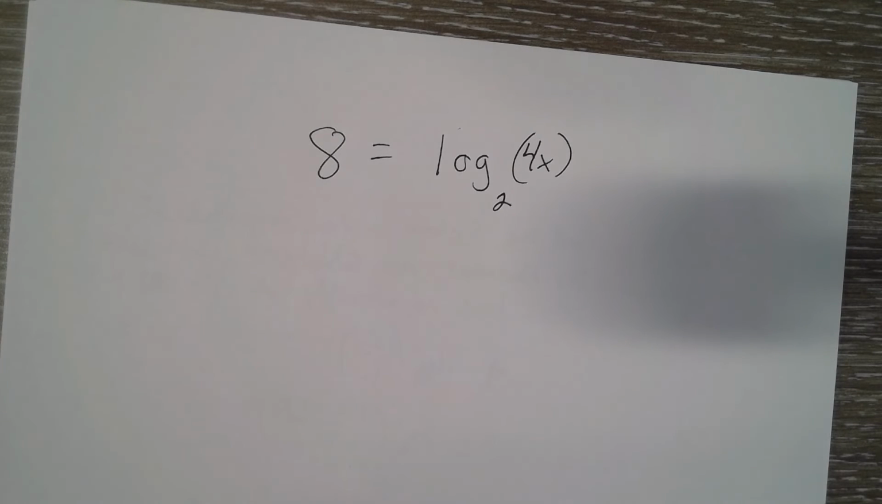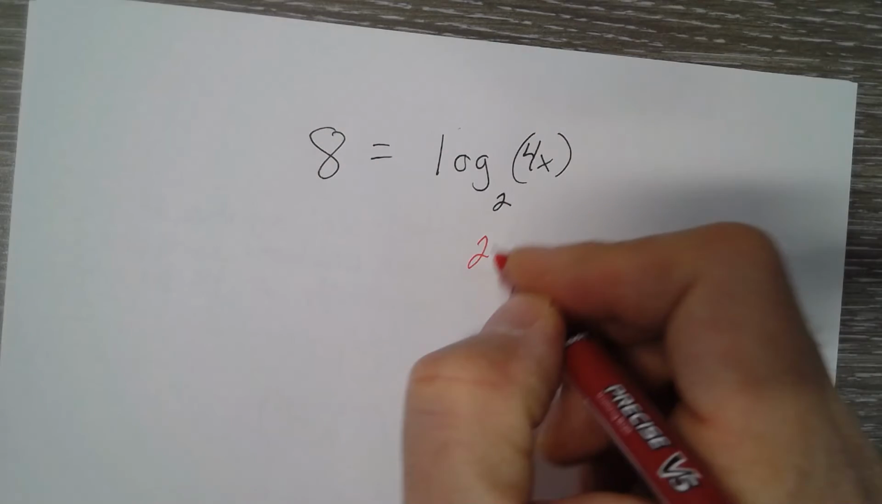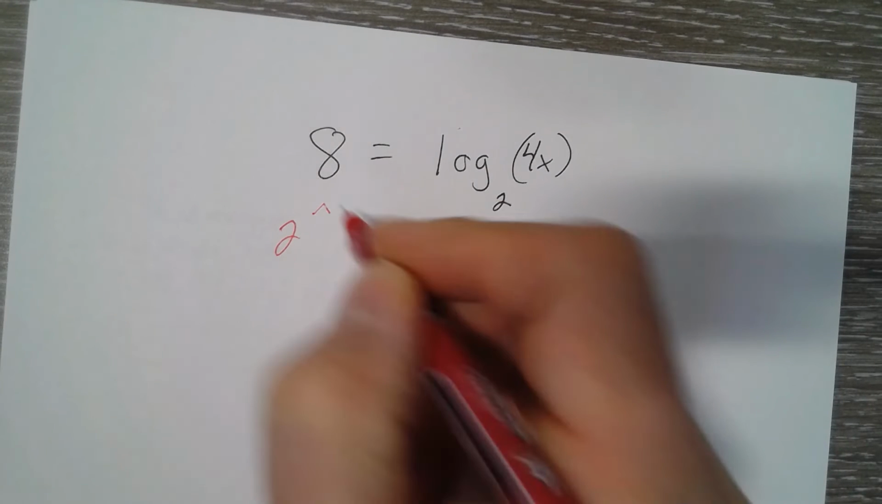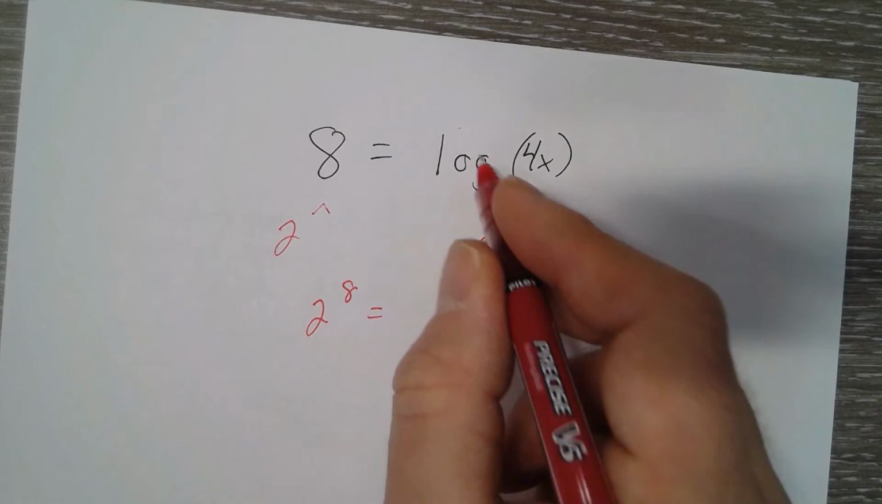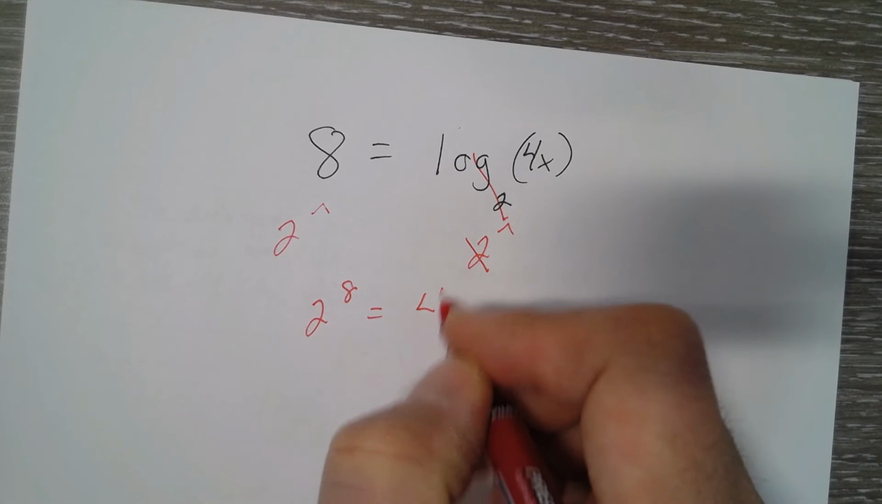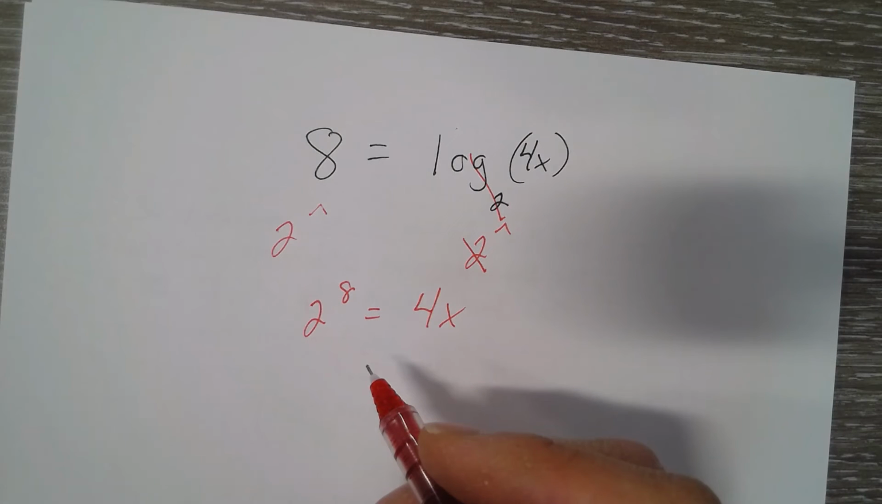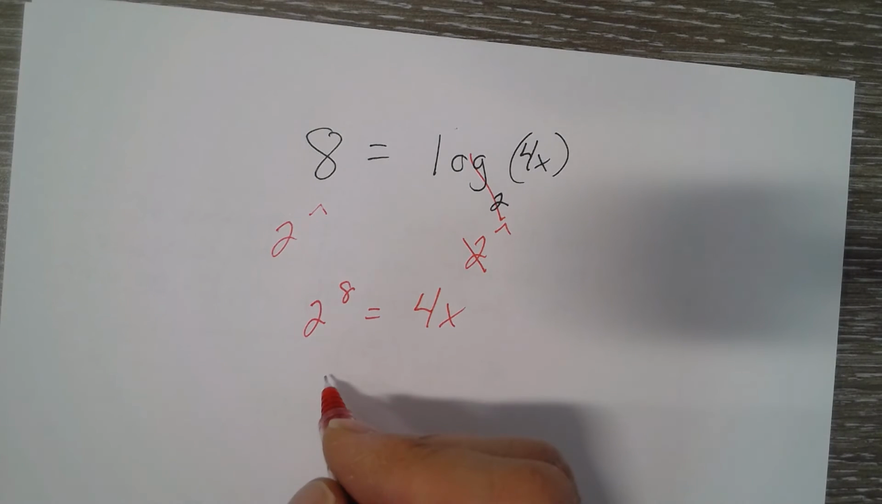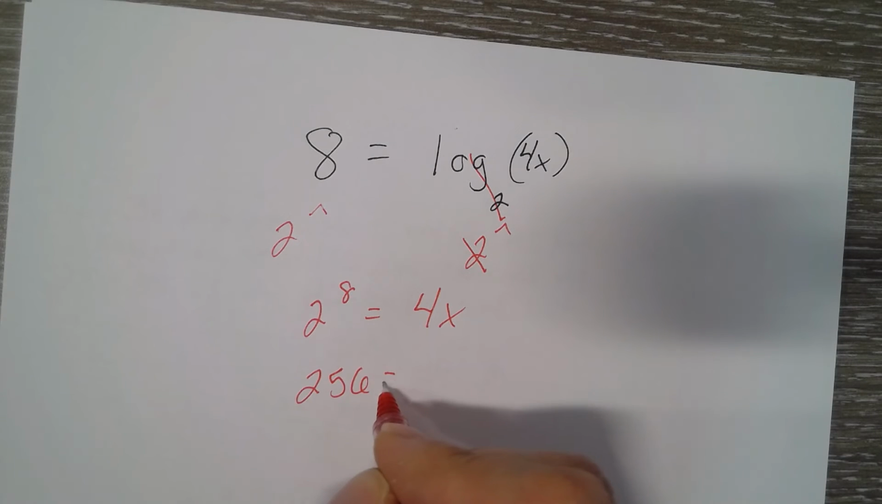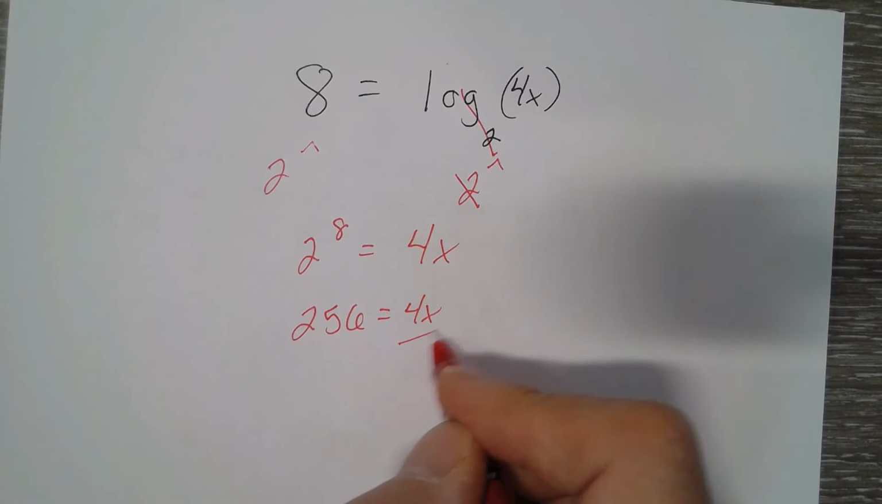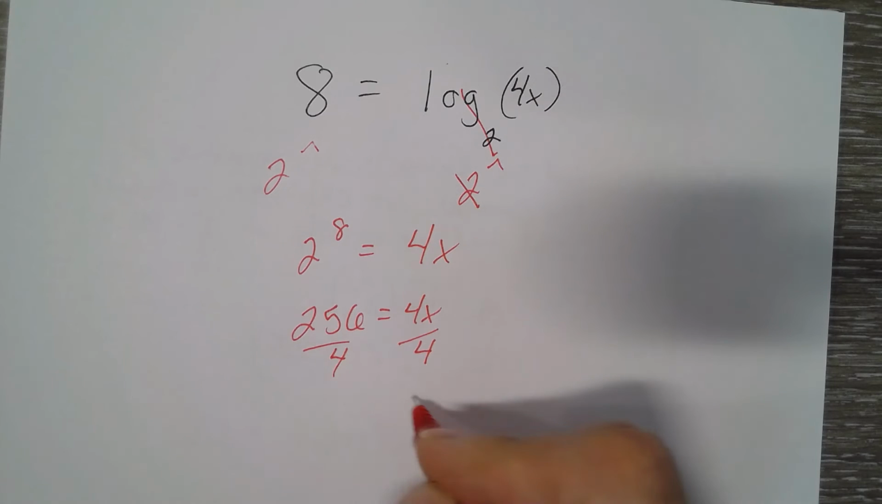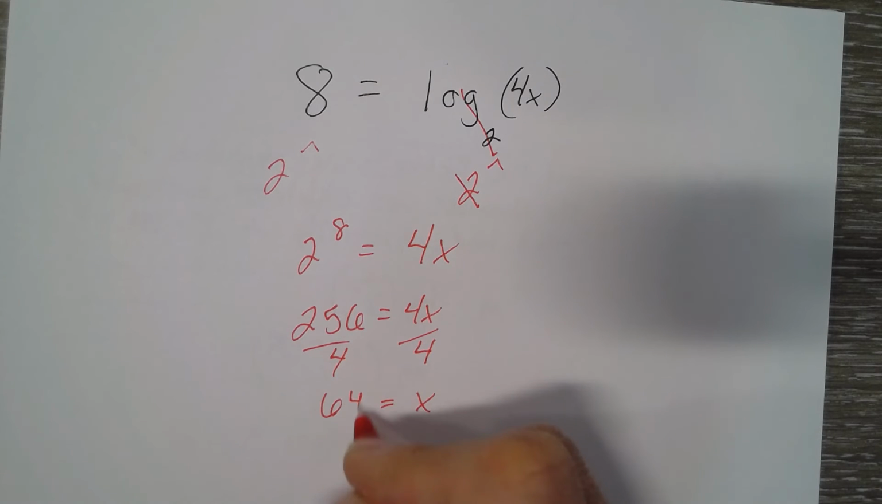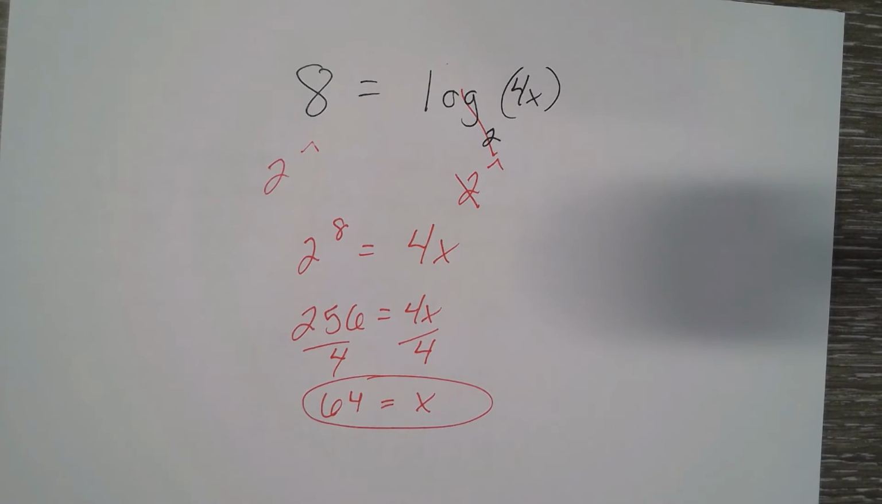All right, so we have to undo log base 2. That is 2 to the power, the inverse. So we have 2 to the 8 equals 4x. 2 to the 8, what's that number? 256. 256 equals 4x. Divide by 4. So x equals 64, right? Everybody got 64? Yes. All right.